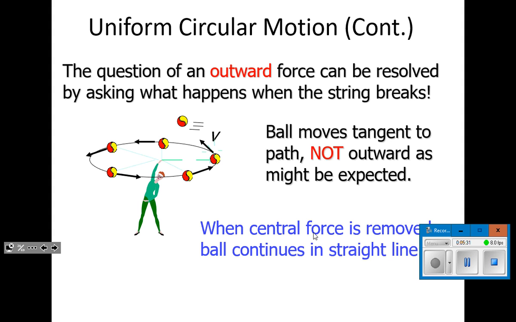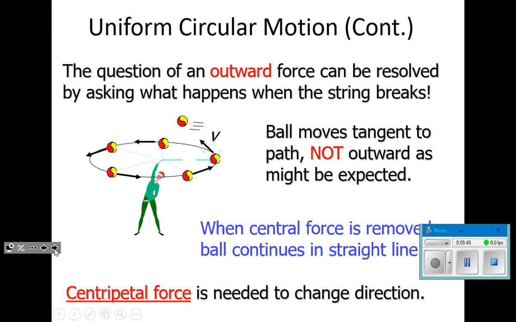When the central force is removed, the ball just continues in a straight line path. Since that central force, or centripetal force, is taken out, it just keeps going in that straight line path, which means there are no other forces acting on it. So centripetal force is needed to change the direction and keep it moving in a circle. That force is always directed towards the center.